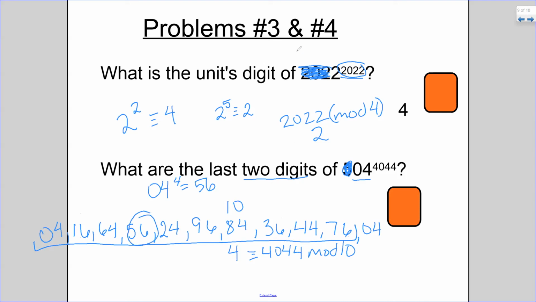Now, one thing I want to keep in mind, it did talk about the last 2 digits here. So if we'd somehow gotten like 04 to the 1st, you would have to write the 0 and the 4 together. You can't just say 4 because it asked for the last 2 digits. In our case, our answer is 56. But again, always watch out if it's talking about digits, you might need to use that 0.